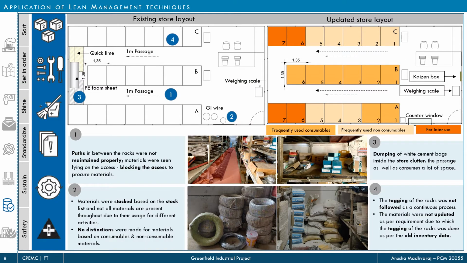Here the existing store layout was analyzed based on 6 sets of lead. The on-site images have been marked with the store layout. The first image shows the improperly maintained pathways. The third image shows dumping of white cement bags, even though it has a separate dedicated storage. For the updated store layout, a Kaizen box was added, and the material racks were distinguished as consumables, non-consumables, and material for later use.